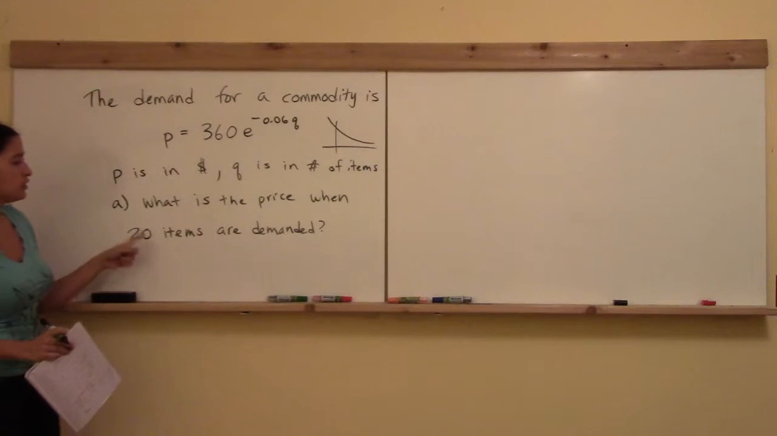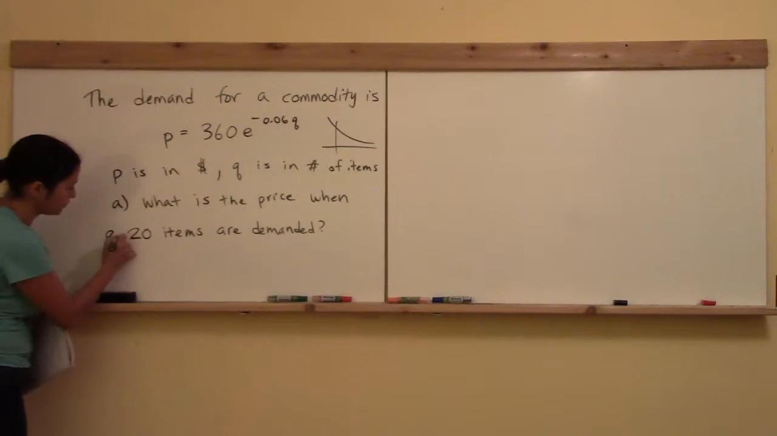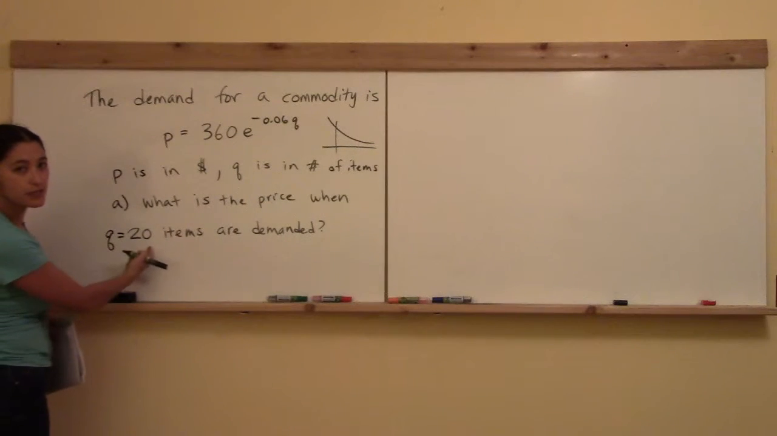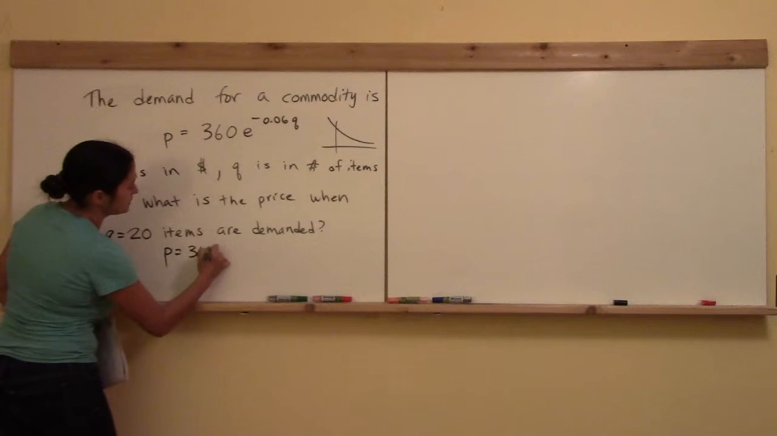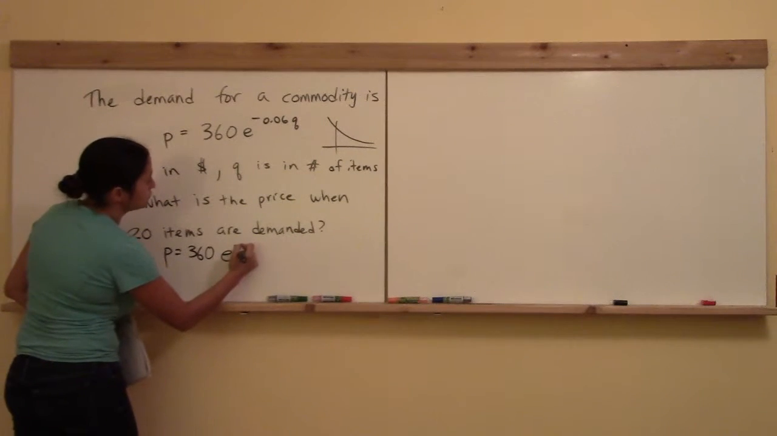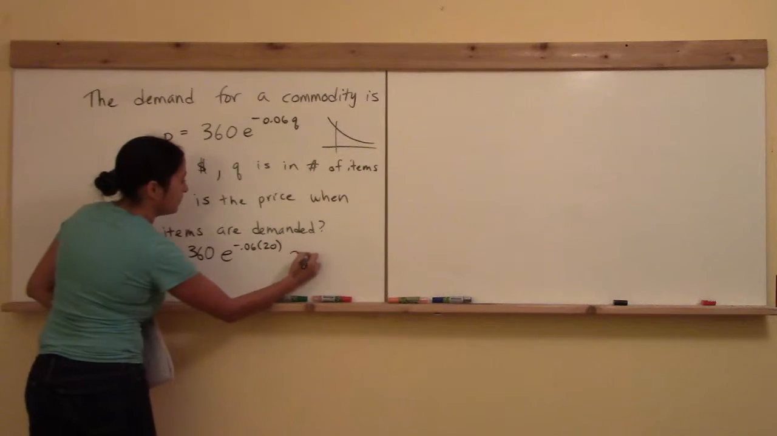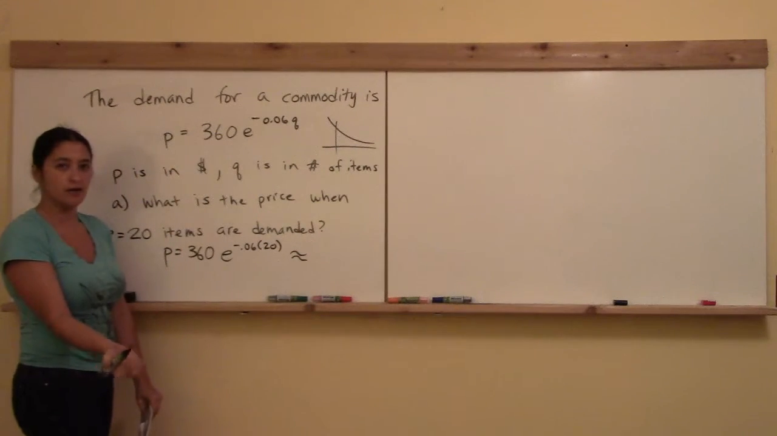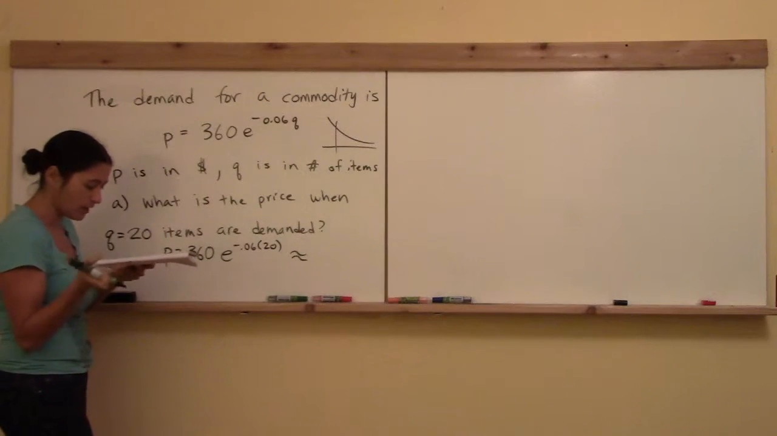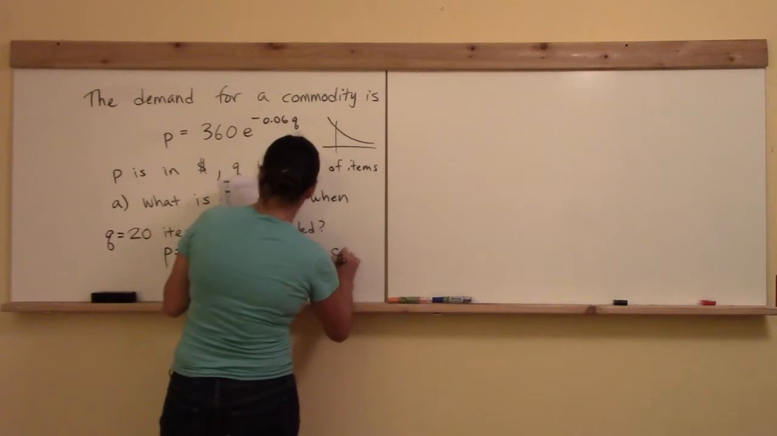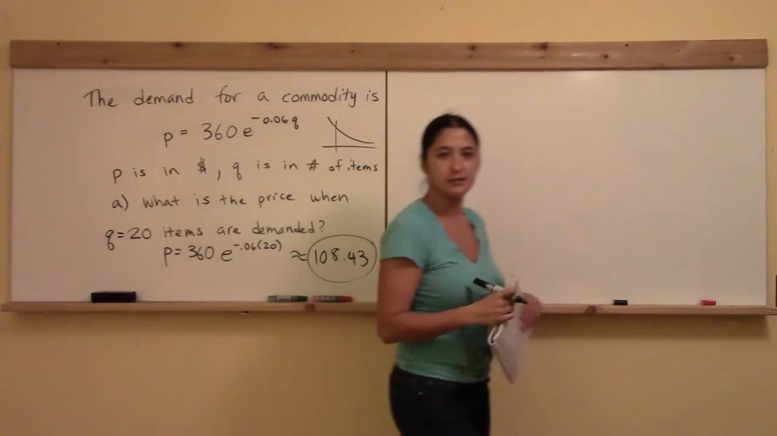What is the price when 20 items are demanded? Remember that Q, the quantity, is represented here by 20. And so we just have to say P is equal to 360 times e to the negative 0.06 times 20. And then we just have to calculate that out. It didn't say to round it to whatever, but let's see what you got. I got the answer 108.43, rounding that to the nearest cents.